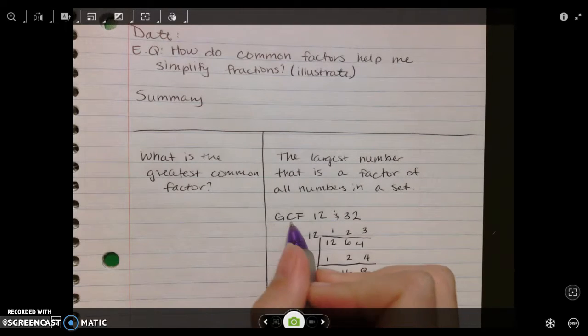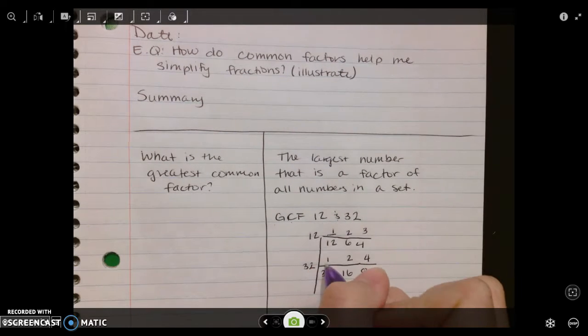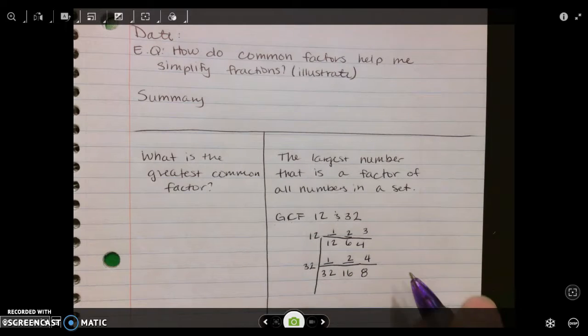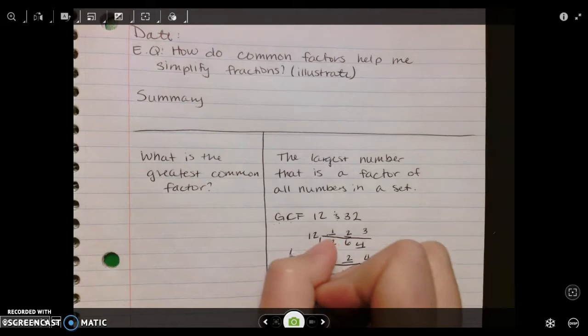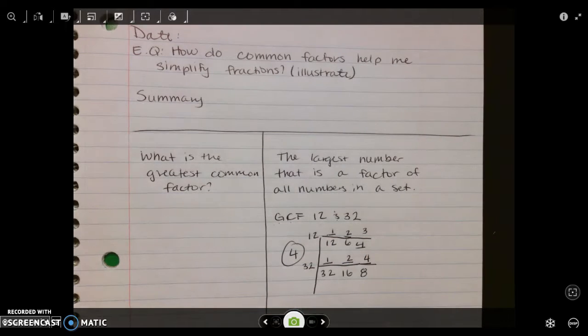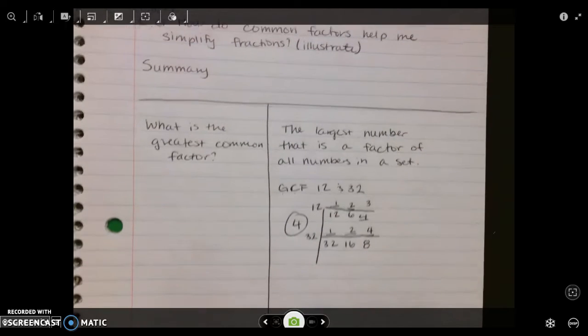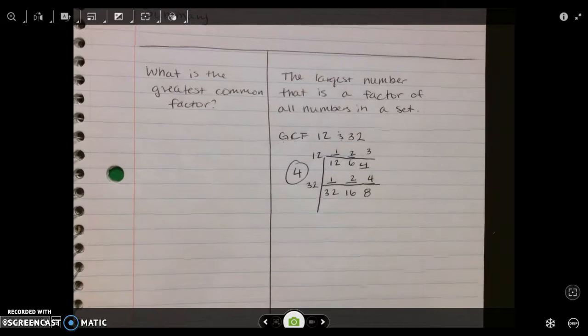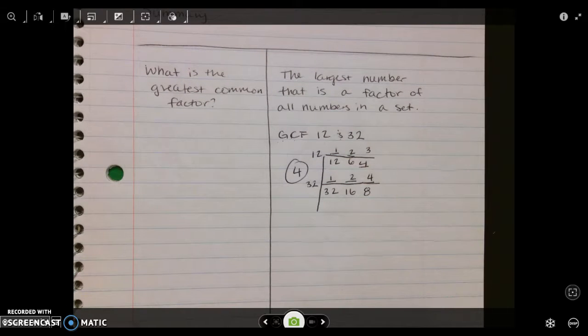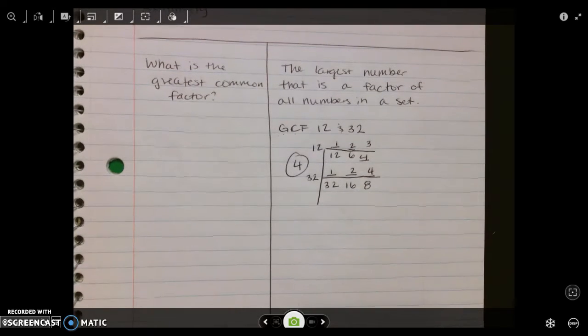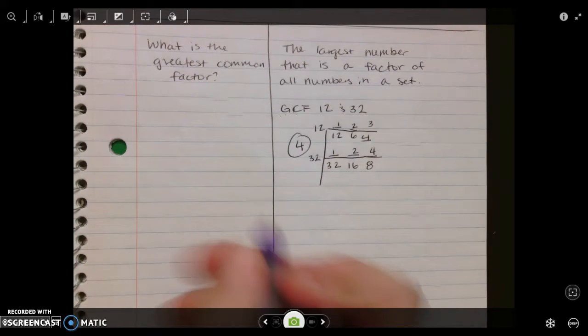I need to see what's in common. 1 is in common, 2 is in common, and then 4 is in common, and then I need the greatest of those. Well, my greatest common factor is 4. Now we're going to use the idea of GCF to help us with simplifying, but it's not the only way to help us with simplifying. It's just probably going to be the most efficient way.